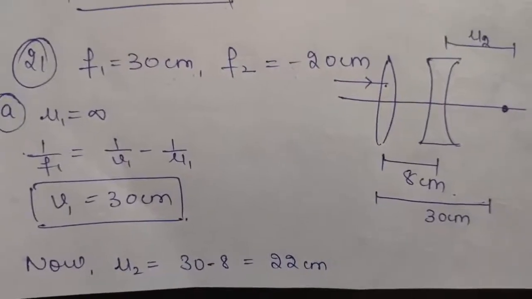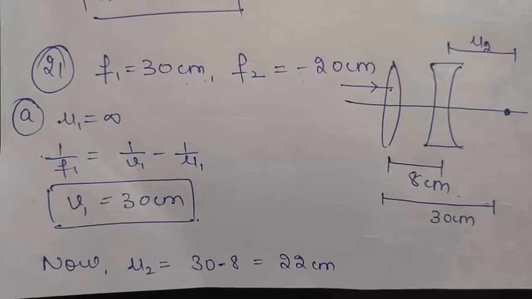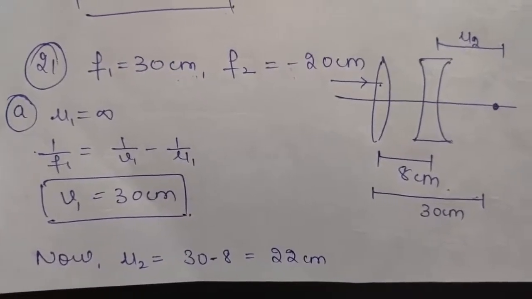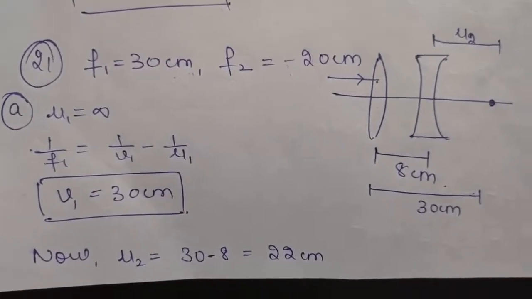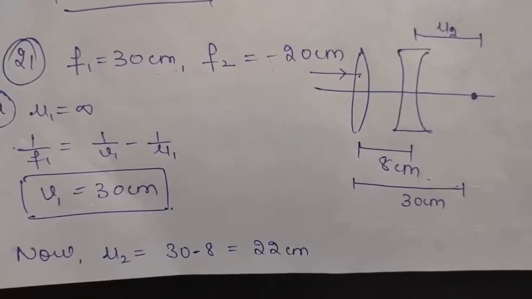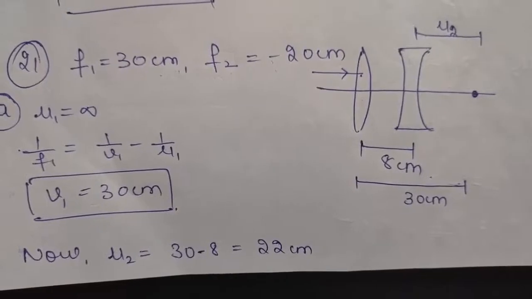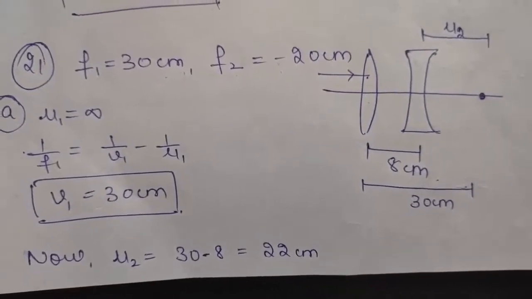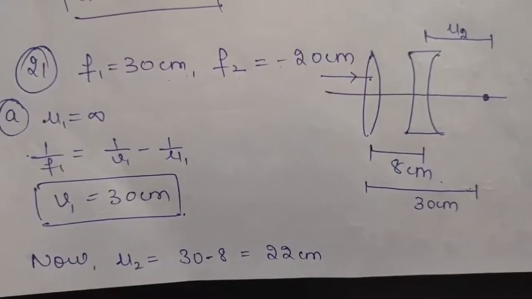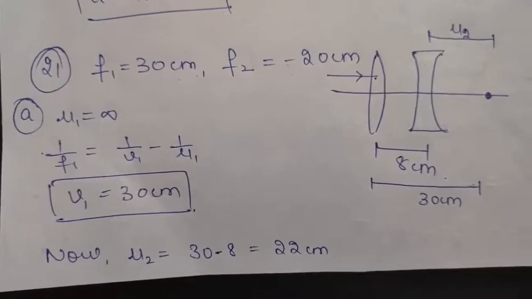Okay, so to calculate the effective focal length, you can just simply use the formula that we have discussed in the theory lectures. So I am not calculating that. Just use the formula 1 upon f is equal to 1 upon f1 plus 1 upon f2 minus d upon f1 f2. By using that you will get the effective focal length. So now let me tell you the further question.